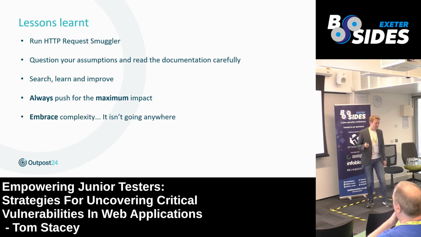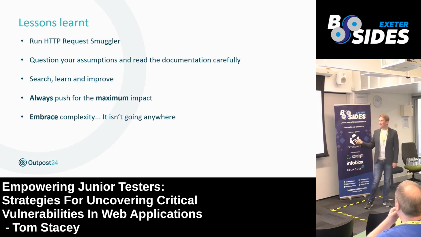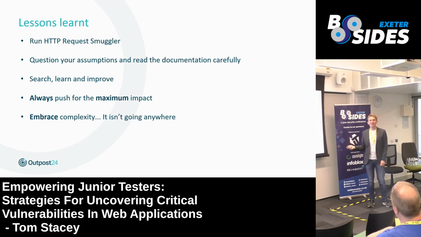And finally, embrace complexity. It really isn't going anywhere. I now have a much better understanding of HTTP request smuggling, and it still scares me. And even though I have a good handle on that kind of vulnerability, I still don't know how to do a race condition. I know what the new tech looks like, but I have no idea where to find them, or look for them, or exploit them.